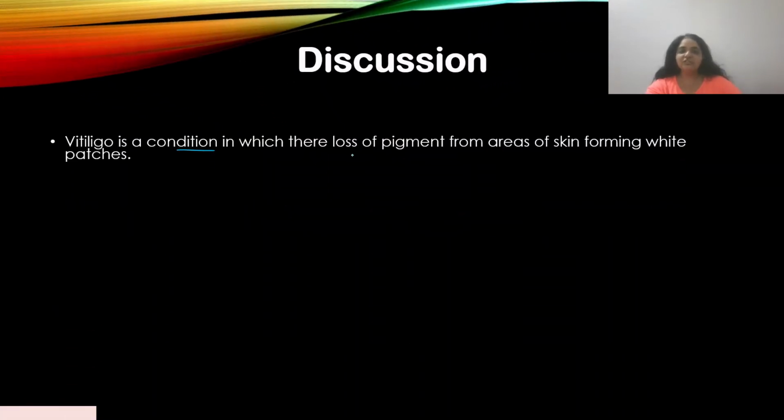Vitiligo is a condition in which there is loss of pigment from areas of skin, forming white patches. I'm sure maybe you have seen some people who don't have melanin in certain patches of the skin. They're whitish in color compared to their normal skin color, which has melanin in it. So that's called vitiligo. It's an autoimmune disorder.